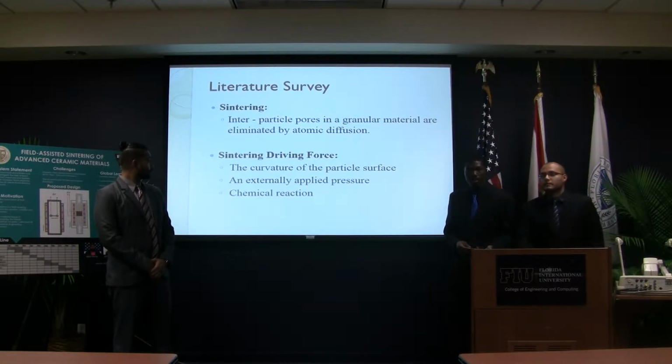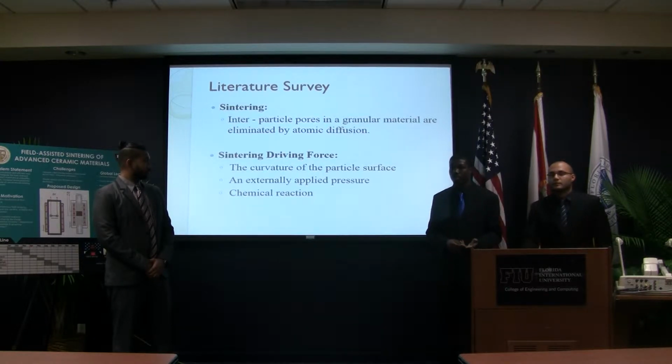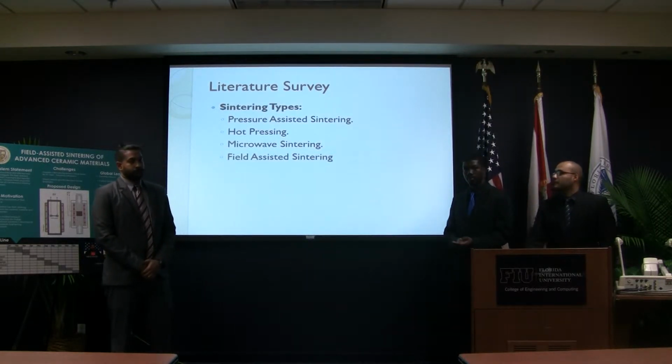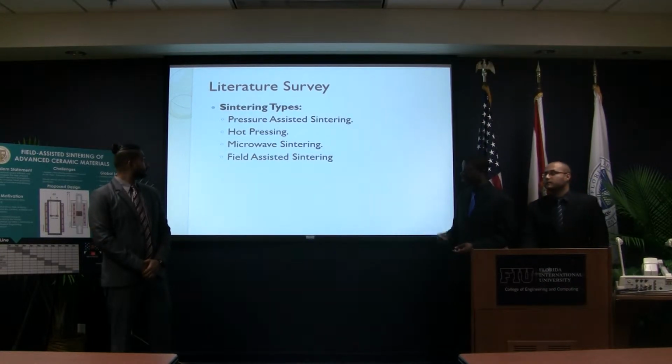Sintering is a manufacturing process where a solid mass is created through the application of heat and/or pressure. This can be applied to ceramic powder, metals, as well as plastics. However, there are different types of sintering. Our team focused on field-assisted sintering.